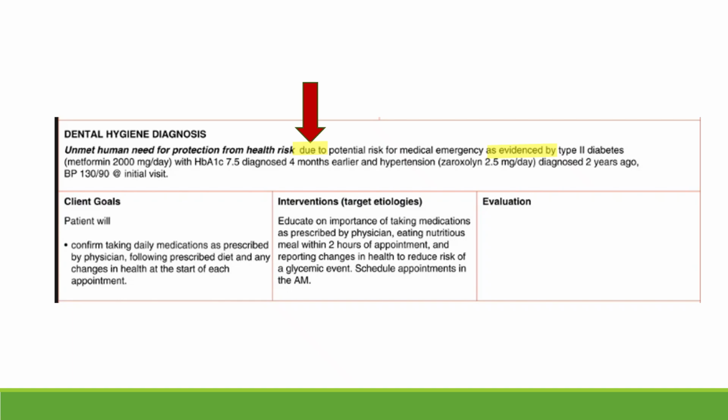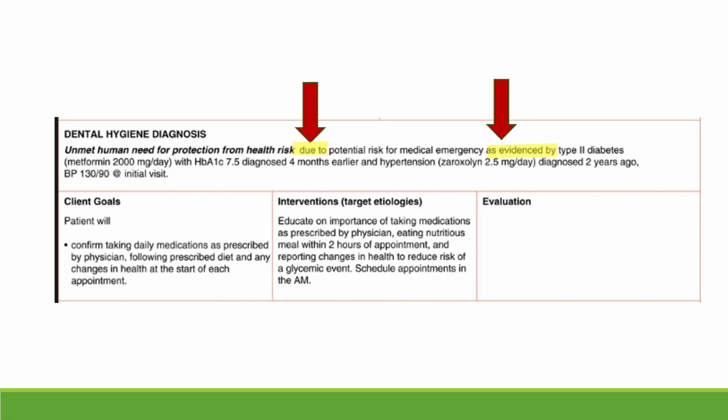And how do we know that? What is it evidenced by? Well, it's evidenced by that they have type 2 diabetes, that they have an A1C of 7.5 that was just diagnosed 4 months earlier, and that they have hypertension diagnosed 2 years earlier. So we know that the human need deficit is due to potential risk for a medical emergency, and it's shown by the signs and symptoms of what their condition is.